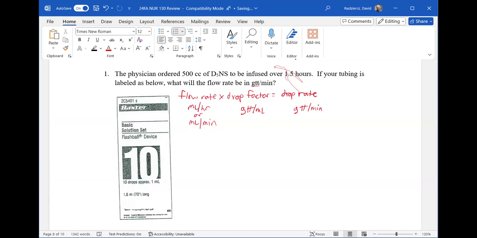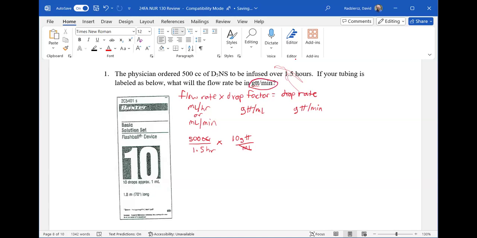So it tells me I have 500 cc's and 1.5 hours. I have a drop factor of 10. Now you should know that mL and cc are equivalents, so we can say they're the same. Now, before I do anything, remember, I'm looking for drops per minute.